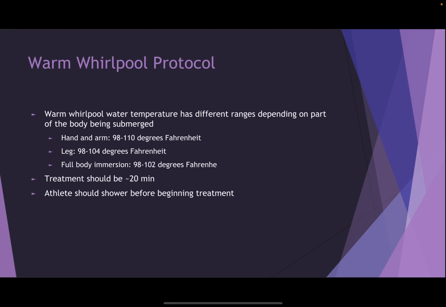So now for the thermal therapy protocol. A warm whirlpool water temperature has different ranges depending on the part that is being treated. A hand or an arm should be anywhere from 98 to 110 degrees Fahrenheit. A leg should be 98 to 104 degrees Fahrenheit. And full body immersion should be 98 to 102 degrees Fahrenheit.